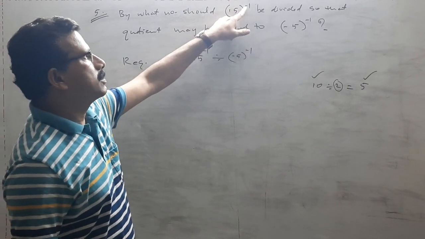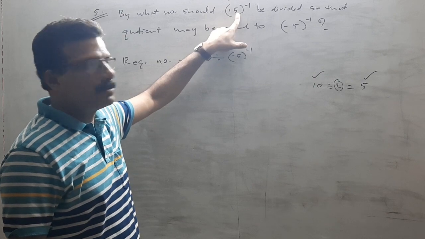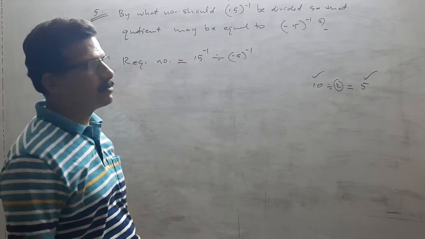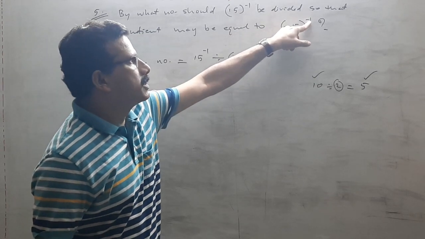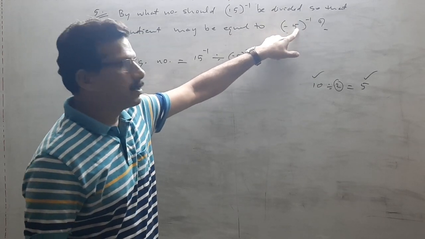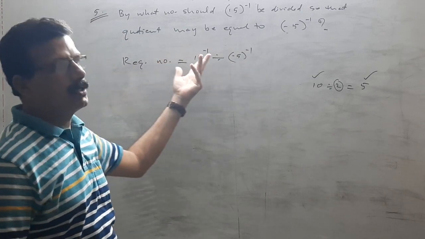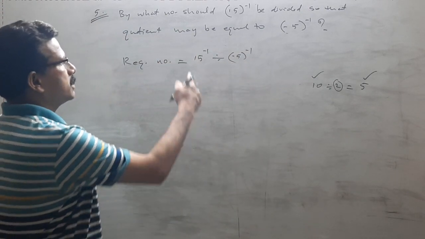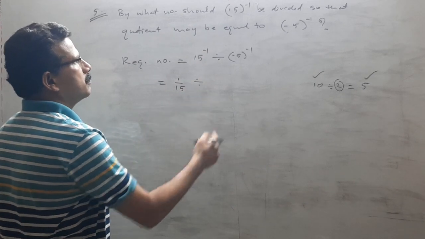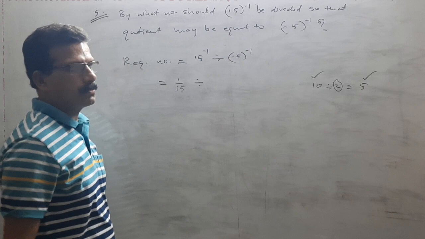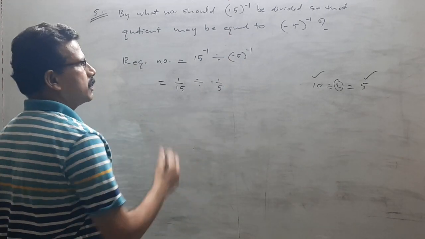Is the bracket necessary for 15 to the power minus 1? Not at all needed, simply we can write 15 to the power minus 1. But here the bracket is compulsory because power minus 1 is for minus 5 also. So here it is compulsory but otherwise not necessary. If you want we can put it. 15 to the power minus 1 is 1 by 15, divided by, we make the power positive, minus 1 upon 5 to the power 1.